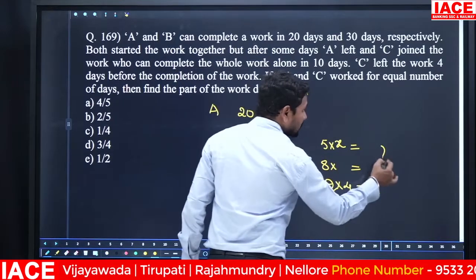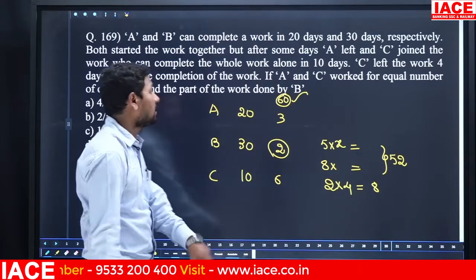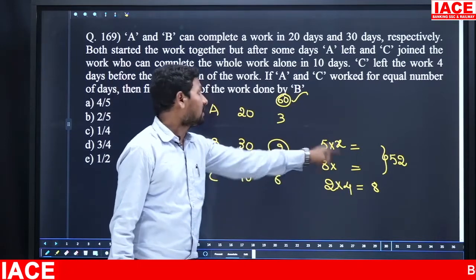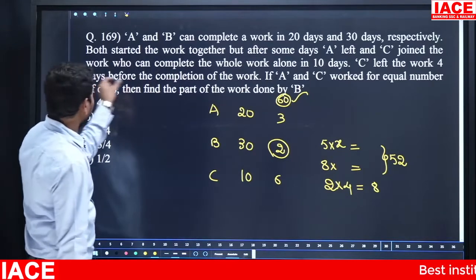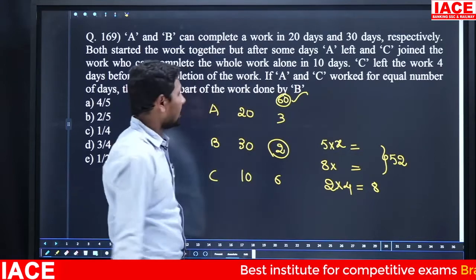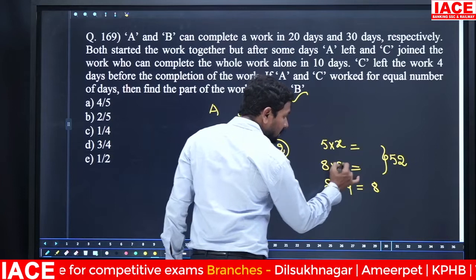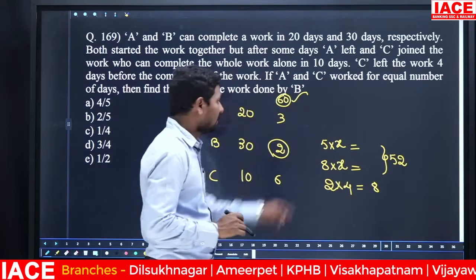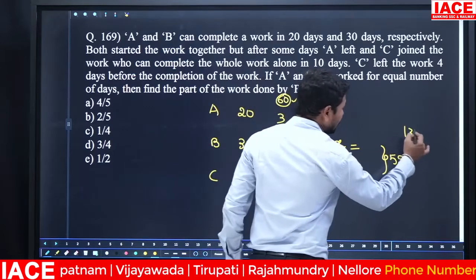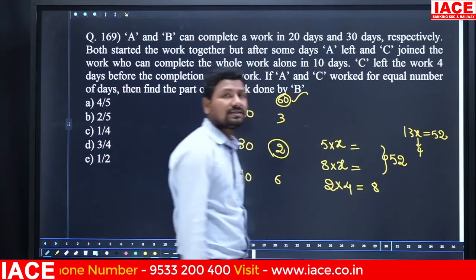Out of 60 units, 8 units completed means remaining is how many units? 52 units. This 52 units is completed by the AB combination first and next the BC combination, which is 8 units per day. Before the completion of work, if A and C worked for equal number of days, A is present for X days means C is also present for how many days? X days. 5x plus 8x is equal to 13x. 13x is equal to 52. Then x is equal to how much? 4.